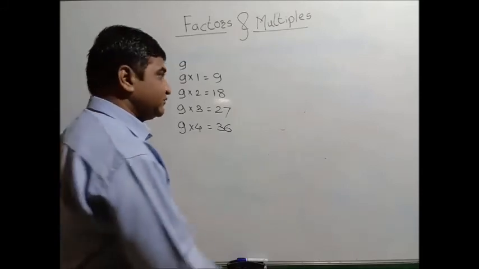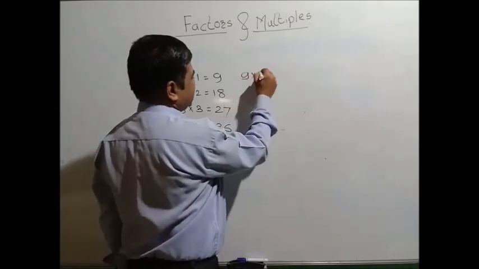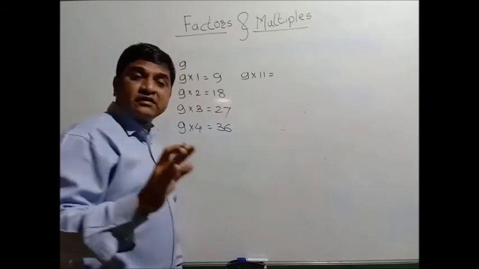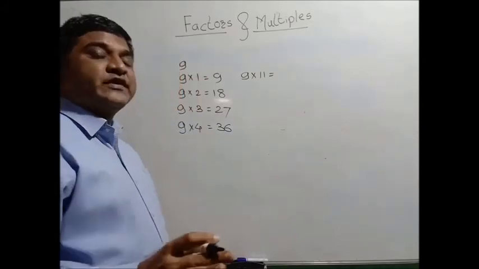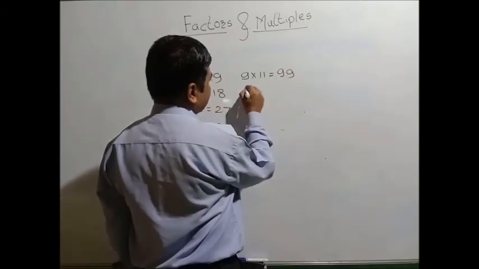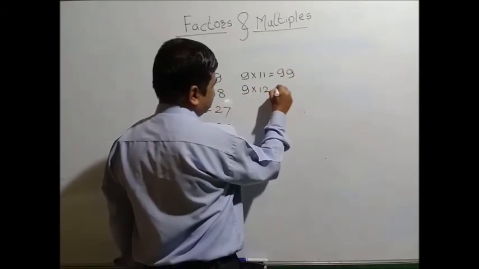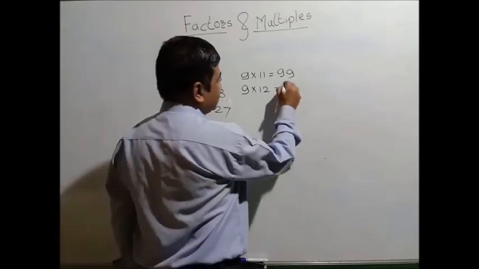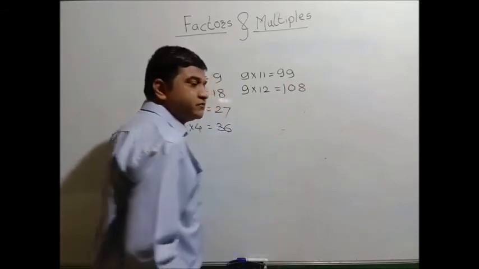Can I take 9 11s also? Yes, 9 11s. Just for convenience, we write the table up to 10 only. Actually, we can take 9 11s. 9 11s will be 99. Can I take 9 12s? Yes, why not? We can take 9 12s, 108.